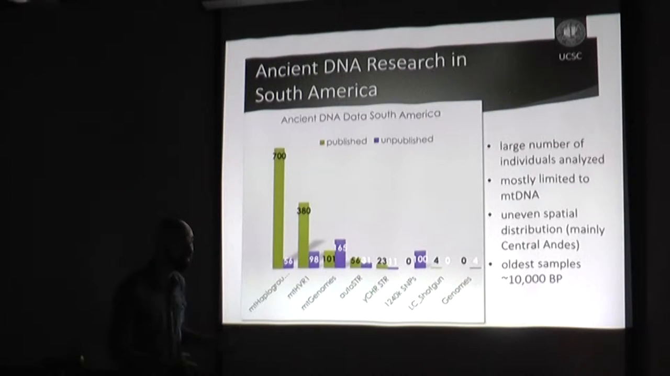So again, the results that I show here are previous results, because it turned out, even though we have this wonderful new tool now and we can look at the whole genome and not just mitochondrial DNA, that the genetic differentiation between the populations is so low that we have a hard time to differentiate and distinguish on a level that would be of any interest for archaeology. The oldest samples that have been analyzed so far are about 10,000 years old, and we have a pretty uneven spatial distribution, meaning that most of the human remains that have been studied come from the Central Andes. And this is mainly driven by preservation.